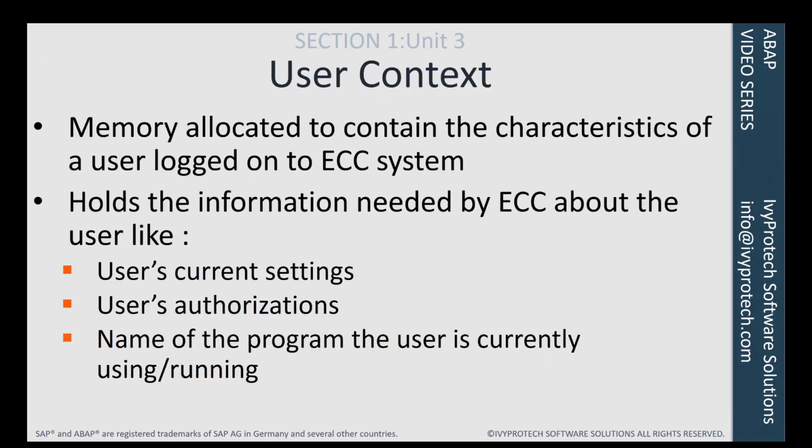User context holds information such as the user's current settings, the user's authorizations, and the name of the program the user is currently running. So based on this user context only, the application server, or the work process, will know whether you have the required authorizations to run. So if you try to run a transaction for which you do not have authorizations, then it will throw an error. It won't allow you to execute that program.